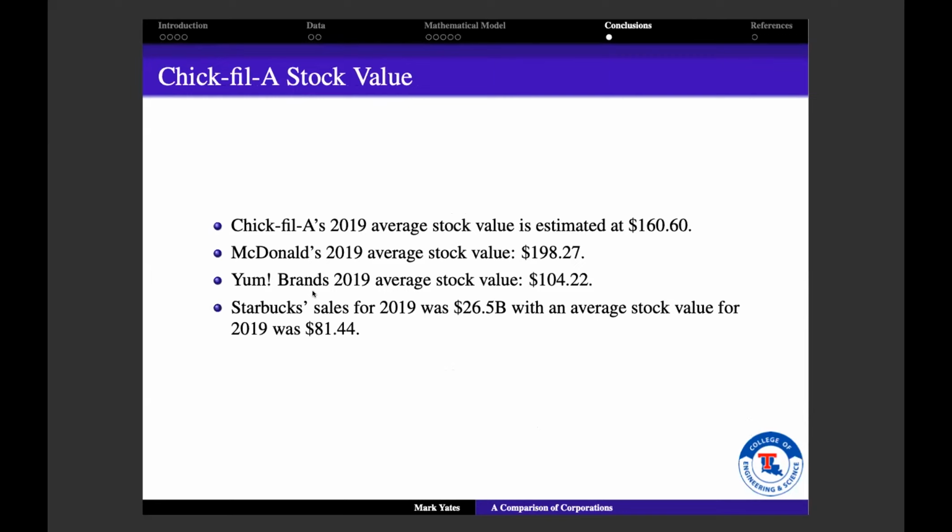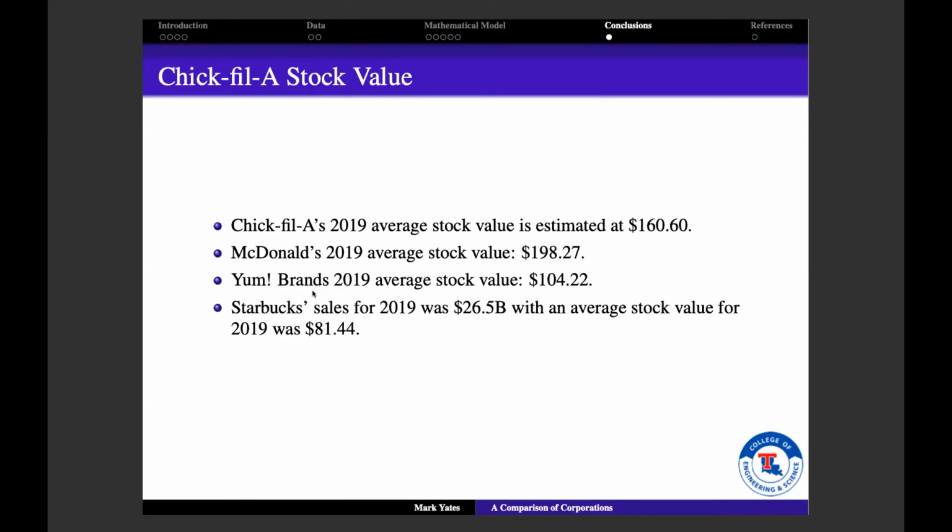To reiterate this fact again, you can see McDonald's average stock value was $198.27. Yum Brands 2019 average stock value is $104.22. So Chick-fil-A was in the middle. It was definitely closer to McDonald's than it was Yum Brands.